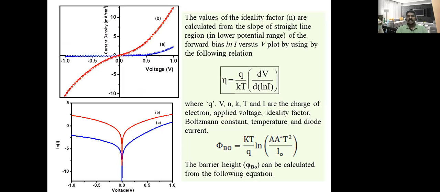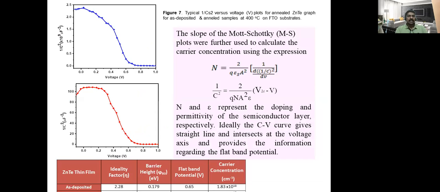Then this is the electrical study measurement for the FTO, ZnTe, and gold structure. In this case, the current increases after annealing. Then this JV graph is used to find out the ideality factor and the barrier height, which are tabulated in the table. Here the ideality factor decreases after annealing and the barrier height increases.